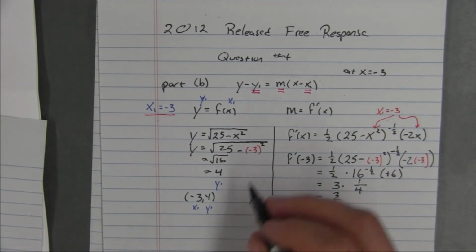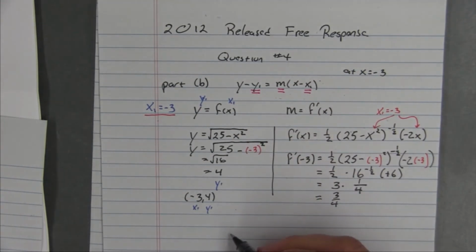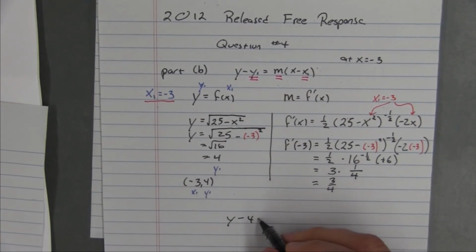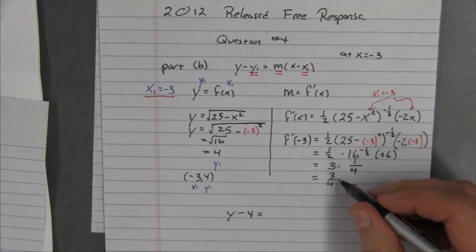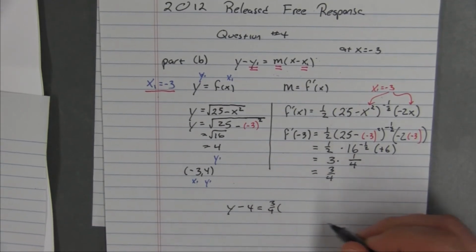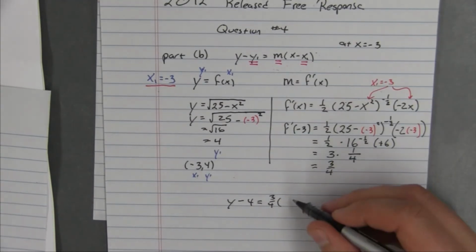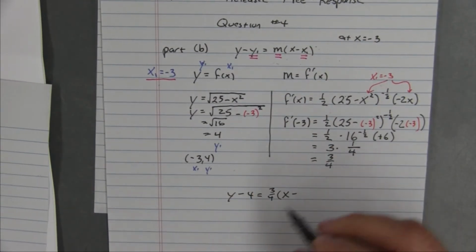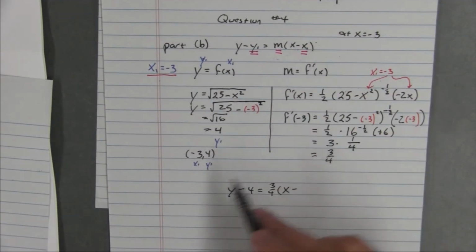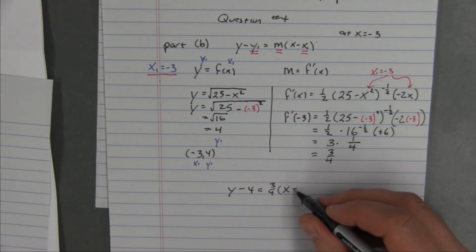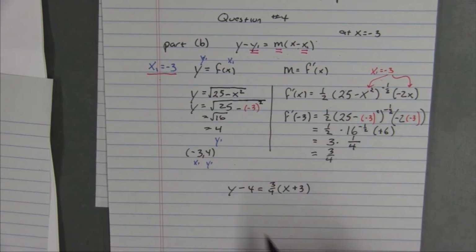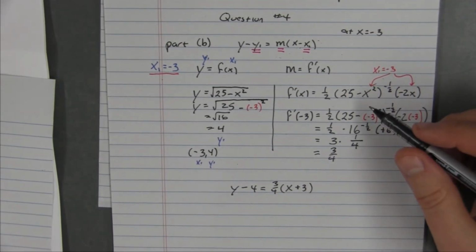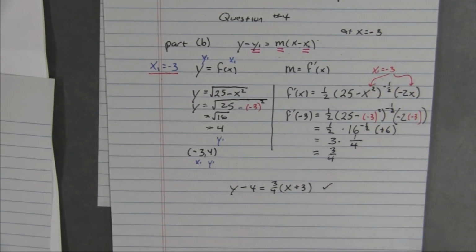Now, I'm ready to write this equation here. And for my y1, I'm going to put in my 4. For my slope, I'm going to put in 3/4. And for my x, I'm just going to leave it x, and my x1 is negative 3. So since I have x minus x1, x1 is negative 3, let's just make that a plus 3. Now I've written the equation of a line, and this line is tangent to my original function. So this is it, and this is done with part B.